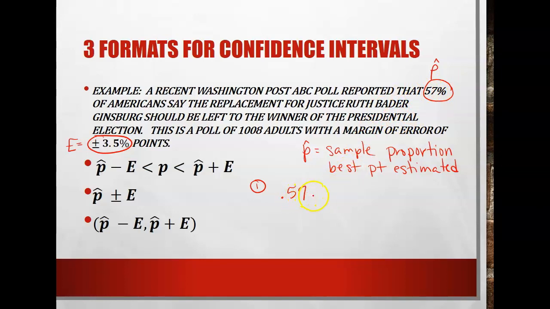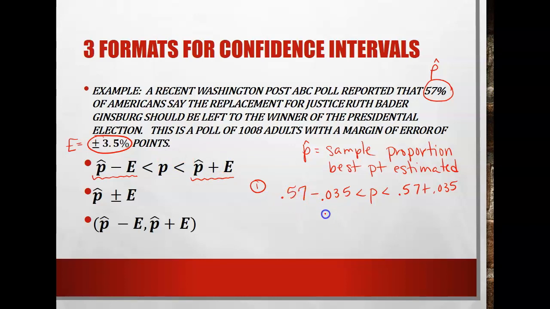So I have 0.57 minus 0.035. We're going to keep that p in the middle, and then we're going to have 0.57 plus 0.035. So we're given the p hat and we're given the margin of error. So we're going to make a substitution for the lower limit. We're going to make a substitution here on the upper limit, and we're going to leave the p in the middle for this particular format.